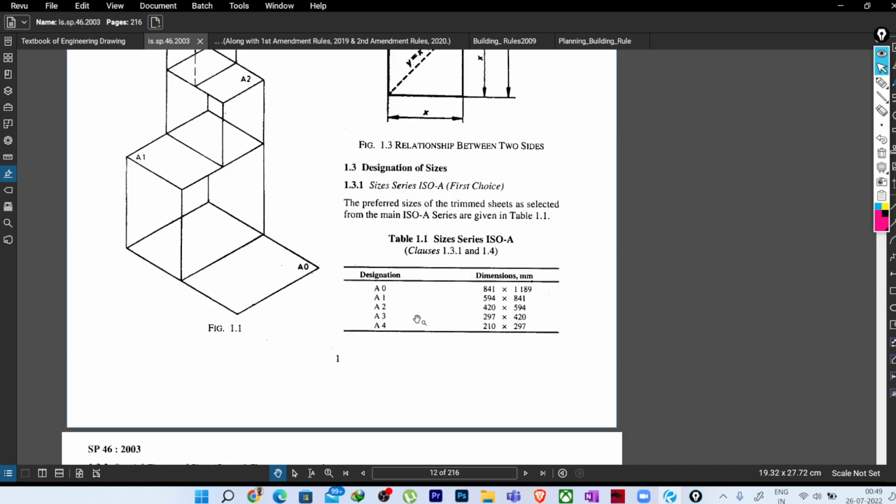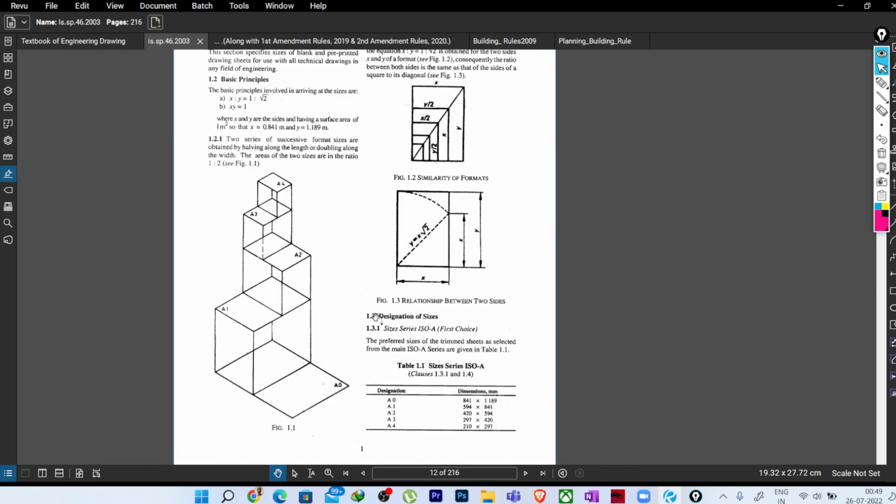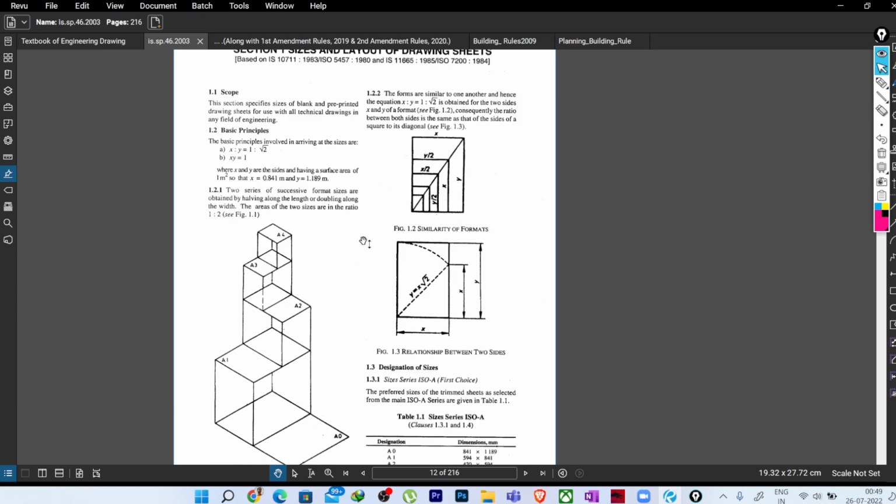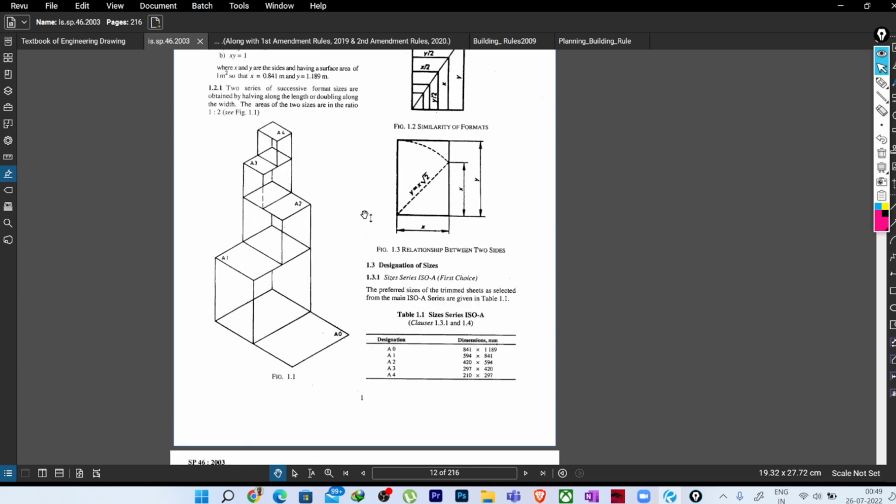Okay, so if you just download this particular code SP46, I will also provide it to you so that you can read it up. There are different formulas given. The theoretical part you can read out and understand. Actually, I'm not going to explain this.